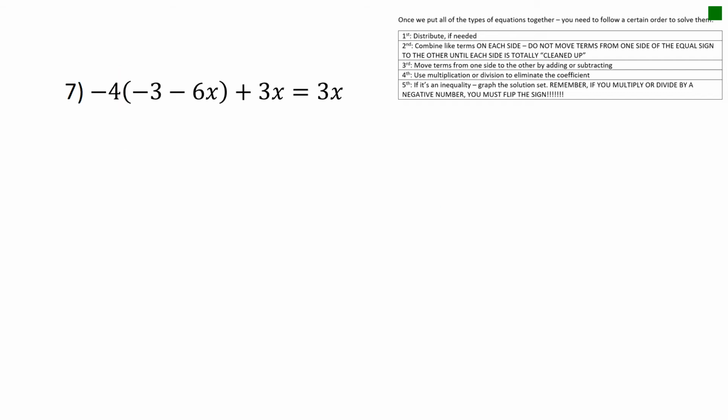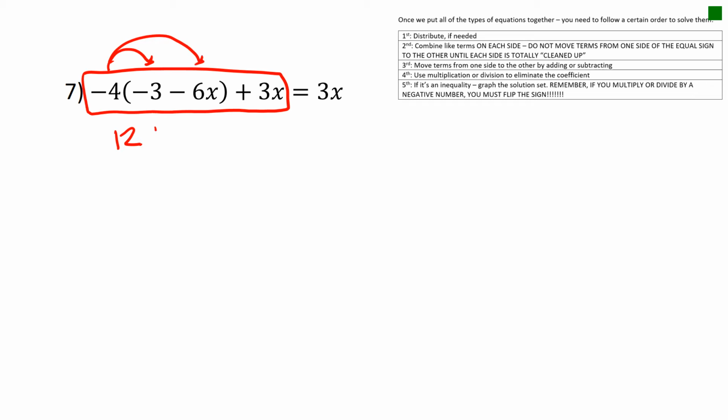Oh, doggy, look at this left-hand side. Whoo, boy, that's a mess. So on the left-hand side, we just got a lot of work to do. First, we're going to distribute. -4 times -3 is 12. -4 times -6x is a positive 24x, and then there's just a plus 3x right there. I'm going to change this side to black, equals 3x, because I'm not touching that side. It's kind of confusing because they're both 3x's.